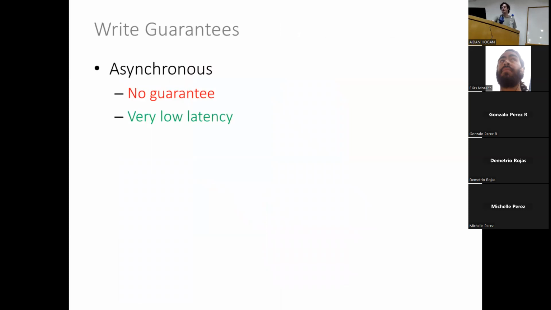So in terms of write guarantees, we have asynchronous, which is basically no guarantee at all. We hope the thing is written. However, the benefit of that is it's very low latency. So we can do writes very efficiently. We're not waiting for some acknowledgement. We just send messages and hope for the best.